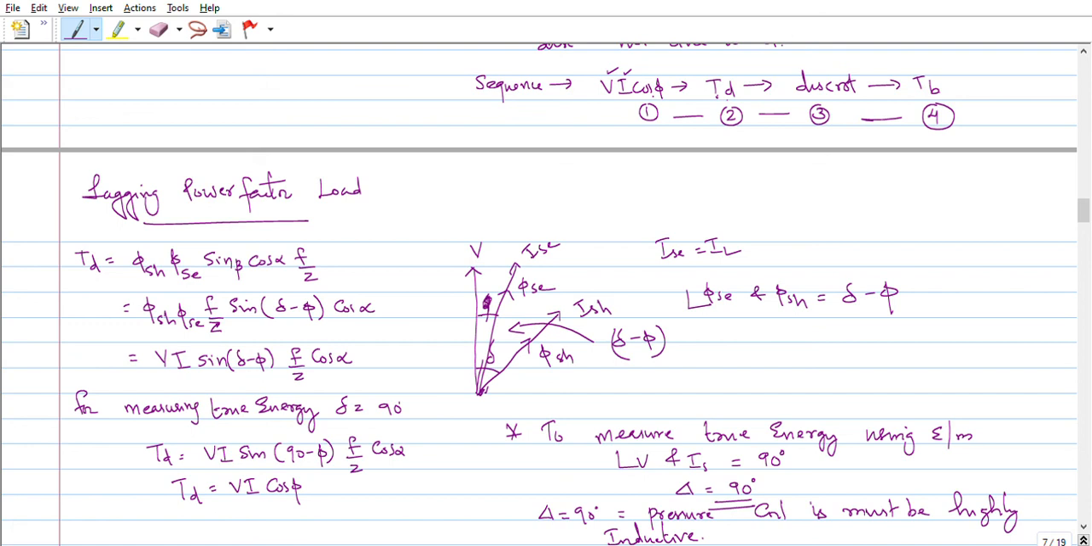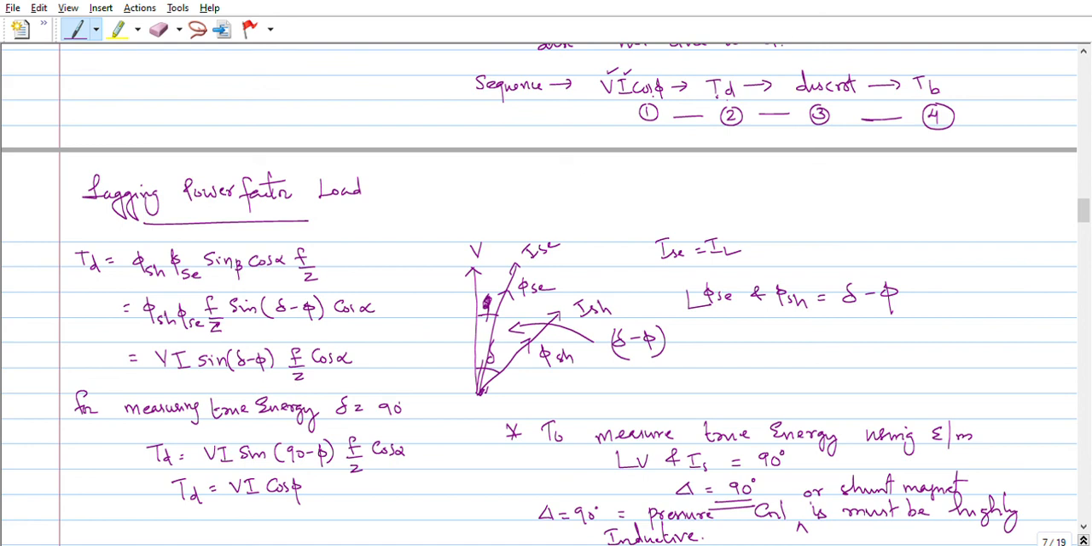Based on that knowledge, we can conclude that to measure the true energy using an energy meter, the angle between the voltage and current should be 90 degrees. Therefore the pressure coil must be highly inductive. Pressure coil or shunt magnet must be highly inductive. It's a very important conclusion.